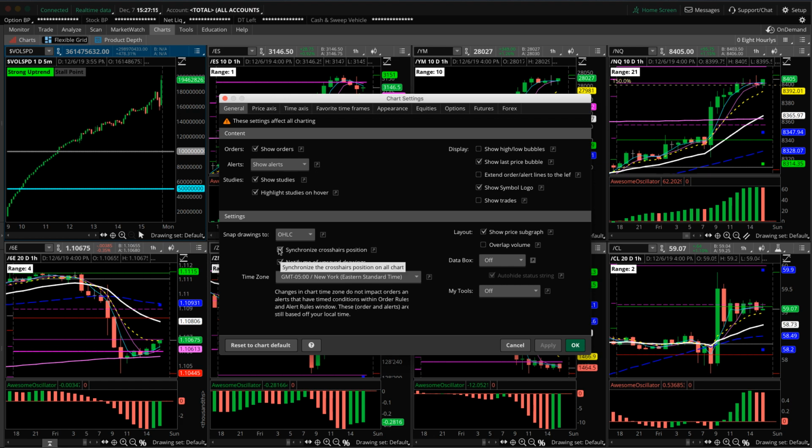You see it's checked right here. Synchronize the crosshair position on all charts. That's a global setting. You set it on one chart and it applies to all charts on your platform. Okay, so that's how you turn that on and off.